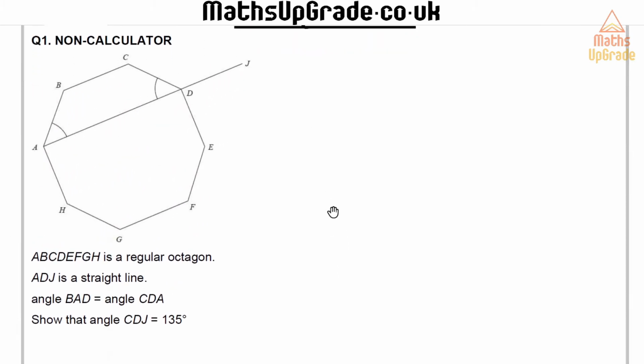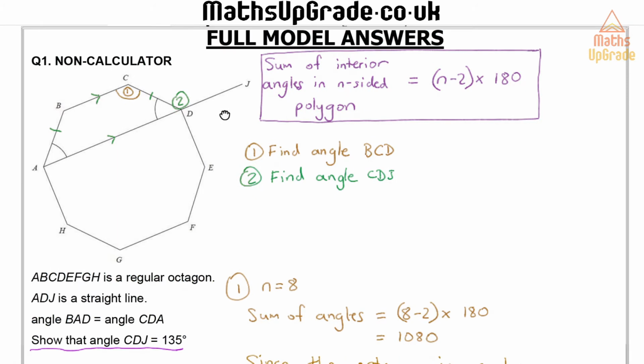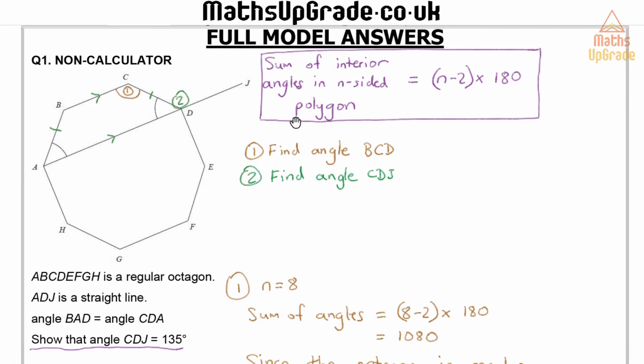Okay, so how am I going to approach this question? Well, first of all, you need to remember the formula for the sum of interior angles. I'm first of all going to find angle BCD, so this angle here. Then I'm going to find angle CDJ, this one here. Okay, so this is the formula you need to know: the sum of interior angles in an n-sided shape is the number of sides, n take away 2, and then times that by 180.